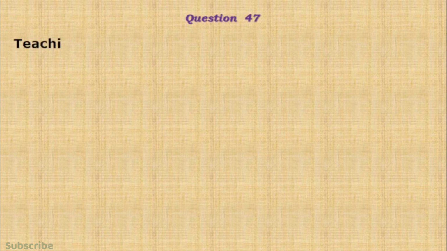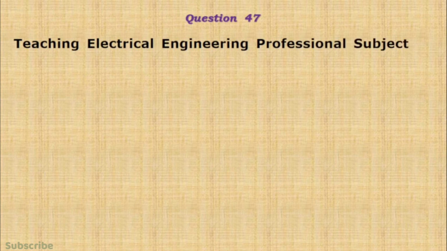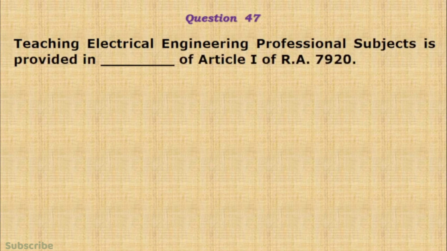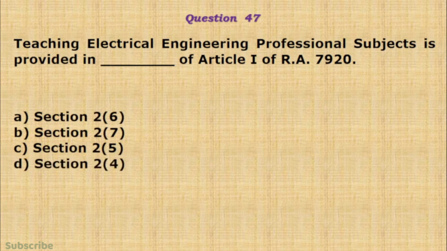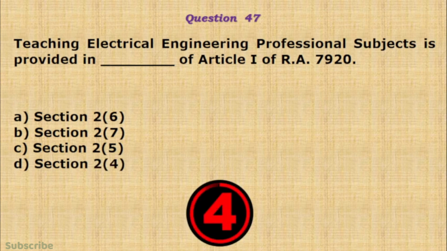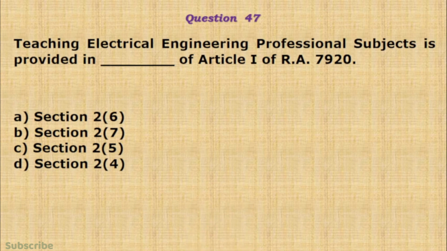Question number 47. Teaching electrical engineering professional subjects is provided in blank of Article 1 of RA 7920. A. Section 2, 6. B. Section 2, 7. C. Section 2, 5. D. Section 2, 4. The correct answer is letter A, Section 2, 6.